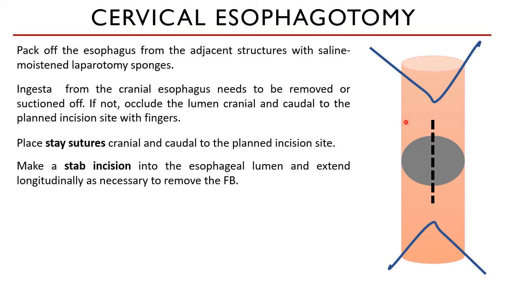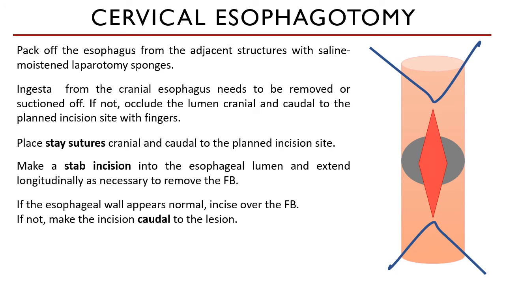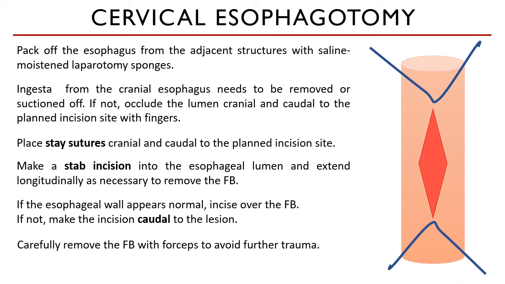If the esophageal wall appears normal, you may incise over the foreign body. If not, incise caudal to the lesion. Carefully remove the foreign body from the esophageal mucosa. Always assess the mucosa and the adjacent structures to fully see all damage. Perforations may not be seen easily, so closely examine the lumen and the esophageal walls.